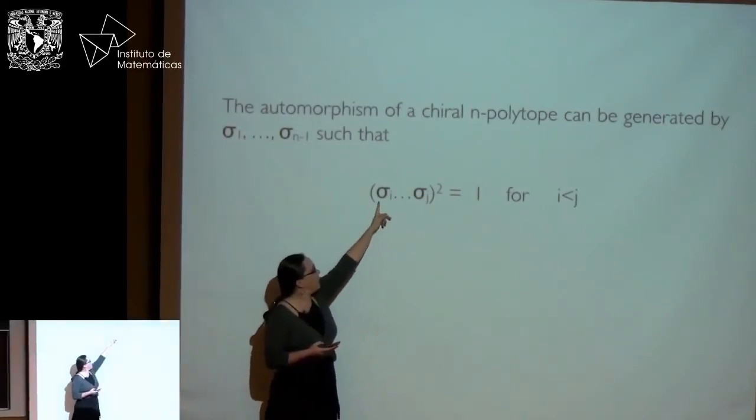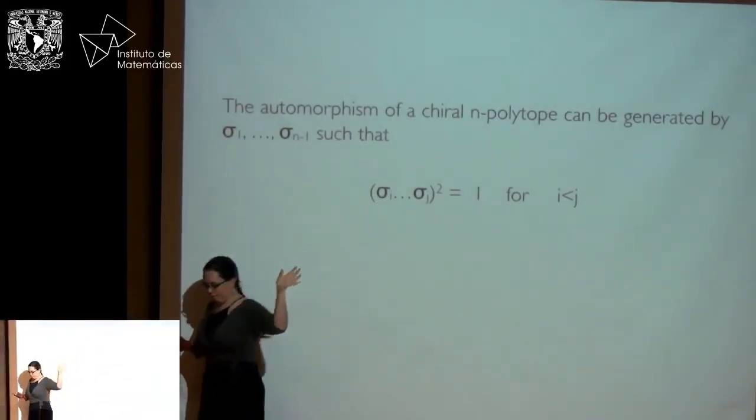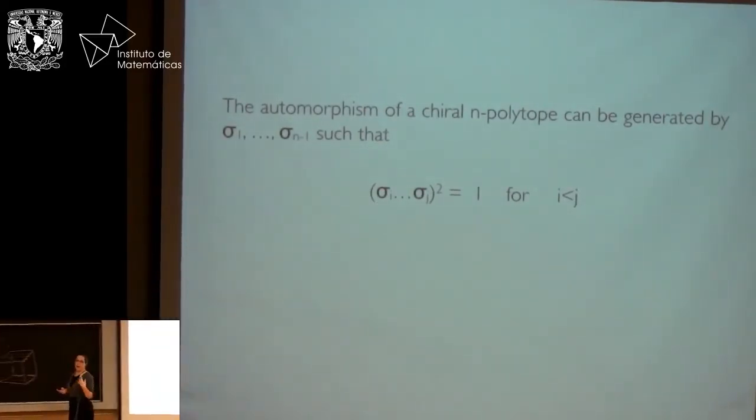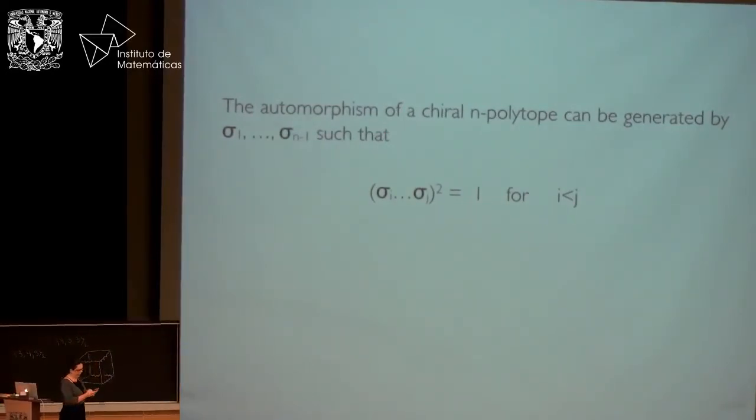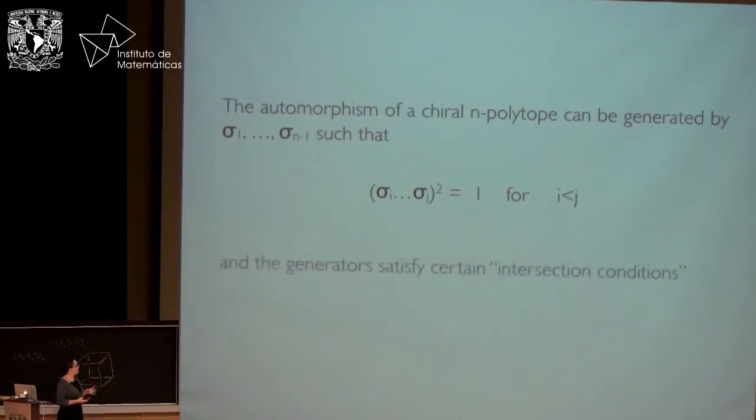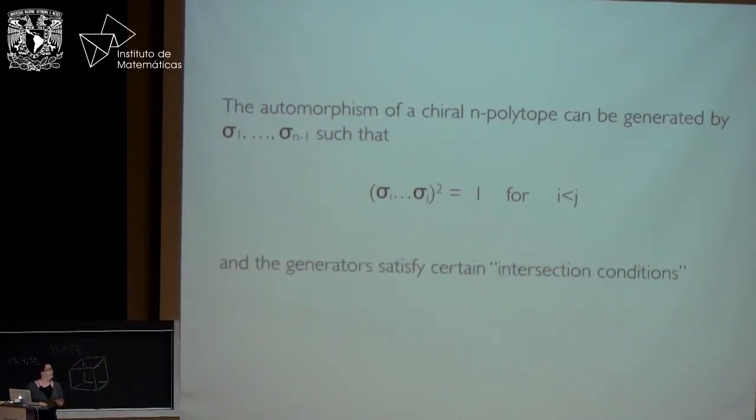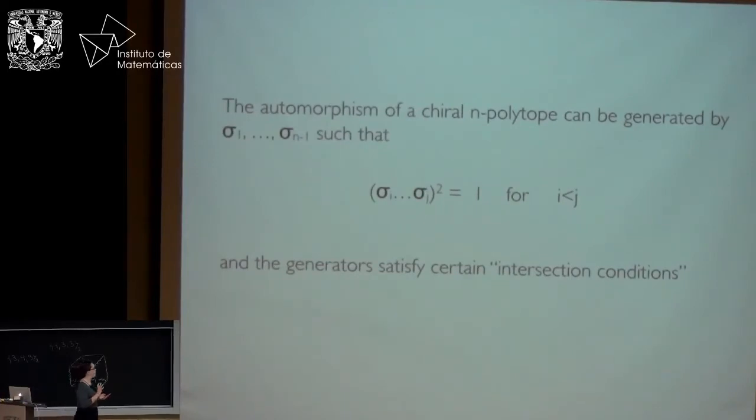That is, when I multiply consecutive ones, I get involutions. That's the only thing that I have. And this group satisfies some intersection conditions that come from the intersection of the stabilizers of chains of the base flag. So whatever that is.